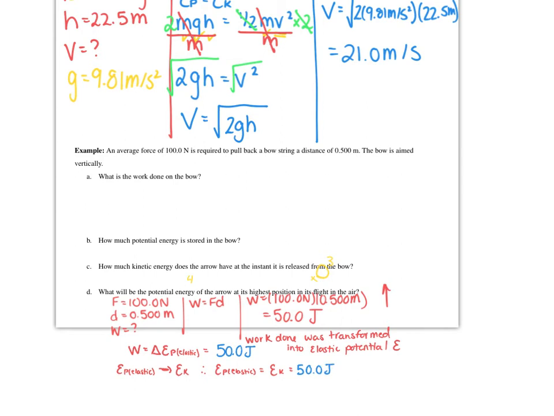What will be the potential energy of the arrow at its highest position in its flight in the air? So this arrow is going to travel upwards until it has no more kinetic energy. All of that kinetic energy is changed into its height, its potential energy. So the last one we see here is that all of its kinetic energy was transformed into potential energy, but specifically gravitational potential energy. So EK is equal to EP, gravitational. Therefore, we once again have 50 joules. So energy is conserved throughout the loading and firing of an arrow in a bow.